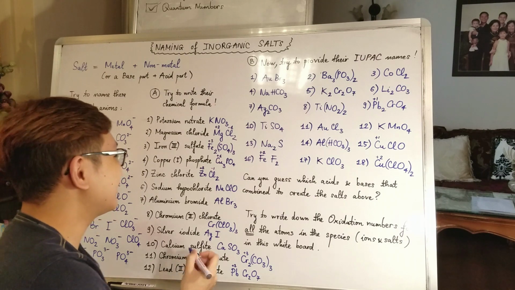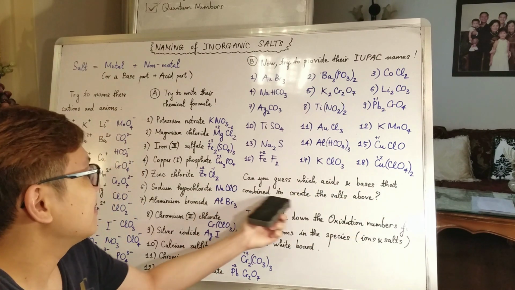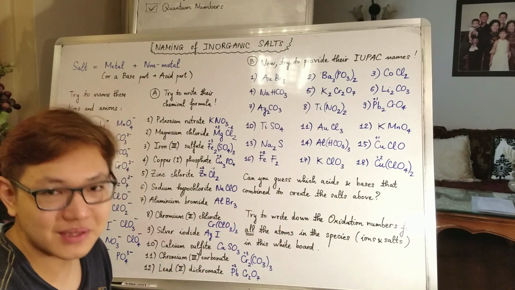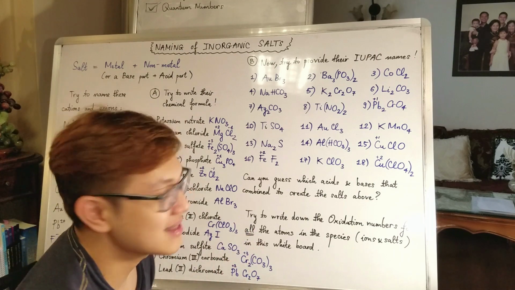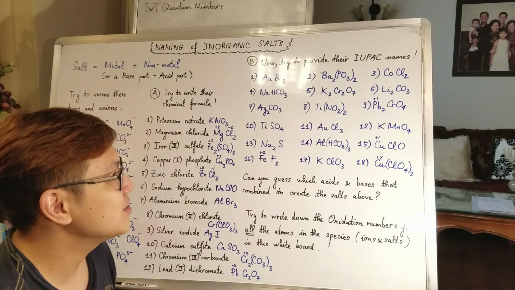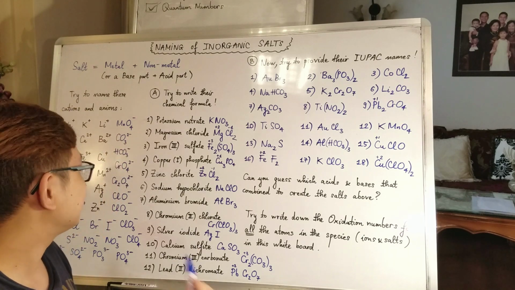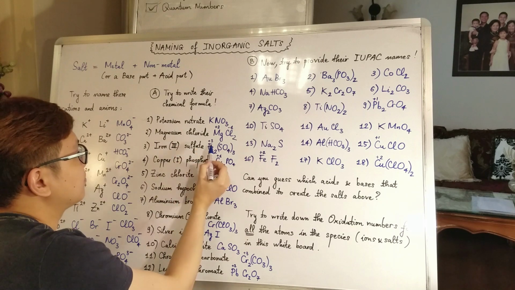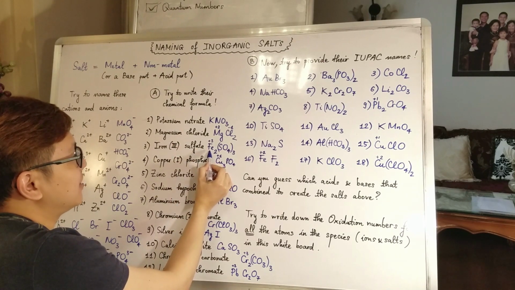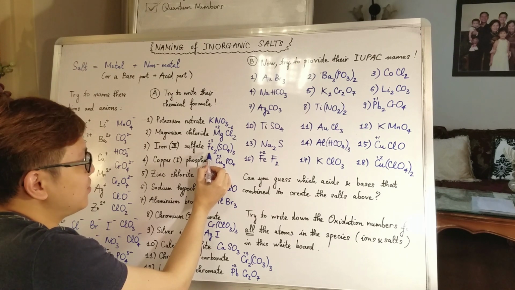Alright, so let's come to the next part. Can you guess which acid and bases combine to create the salts above? I mean, all of these salts. Can you guess which acid and bases combine to create them? Like, for example, let's look at this case, case number 3, iron 3 sulfate. What acid and base will form it?